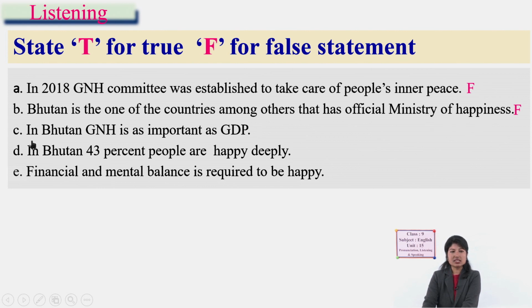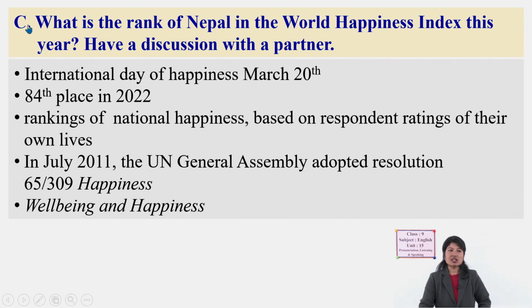Number C is true. In Bhutan, GNH is as important as GDP. Number D is also true. Yes, 43% are deeply happy. Number E, financial and mental balance is required to be happy. That is also true. Okay, with this we have done exercise B.